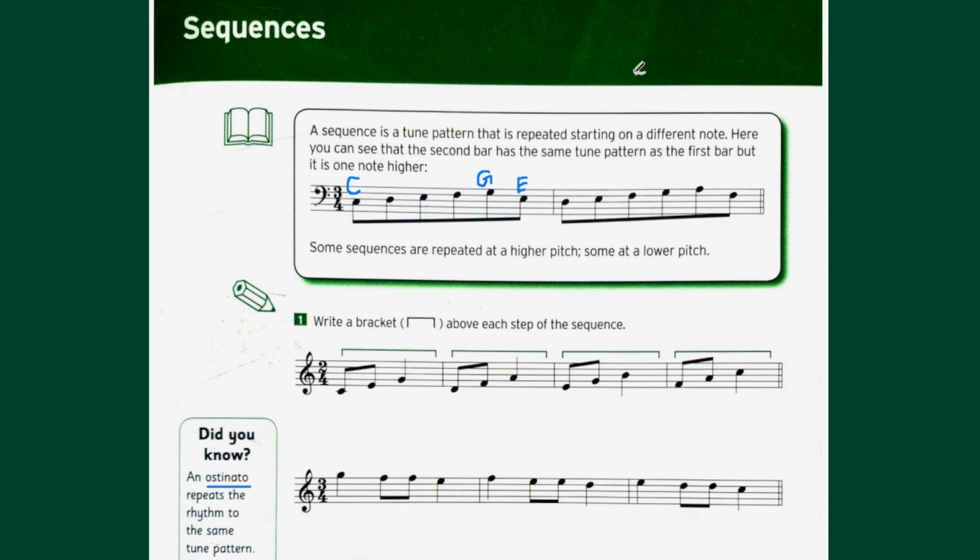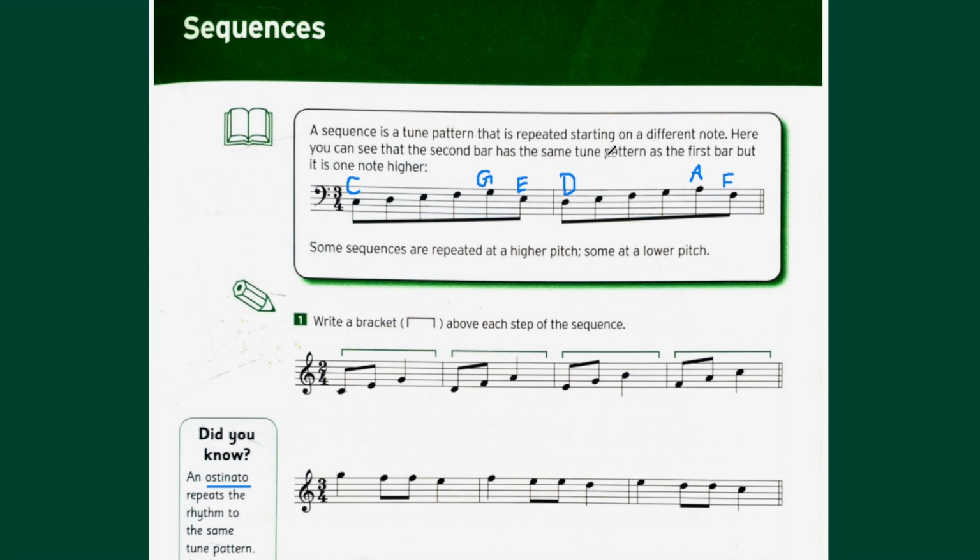Let's take a look at the next pattern. The next pattern starts on D and it goes a step higher each time up to A, and then a third down to F. So basically this is the same pattern with the same number of intervals, but you can see it has shifted one note higher. So this we call a sequence.